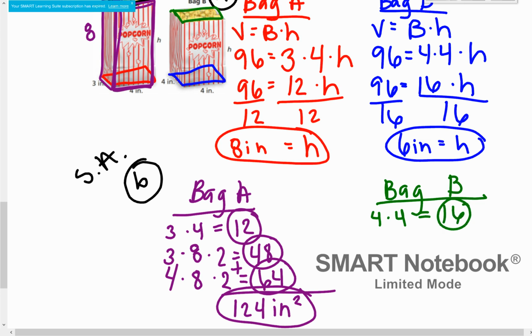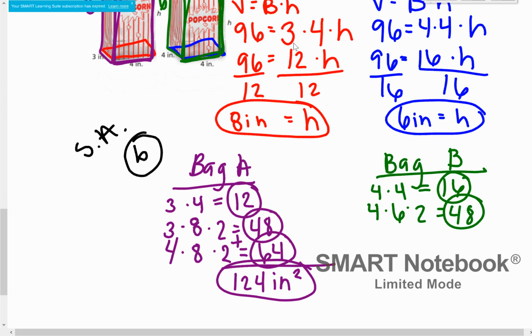We have our left and right side, which is our 4 inches by our height. Our height for bag B was 6. So 4 by 6. And we have a right and left side times 2, which gives us 4 times 6, 24, times 2 is 48. Last but not least, we have to do our front and back, which is going to be 4 by our height, which is 6. So another 4 by 6, front and back, times 2, which is going to give us another 48.